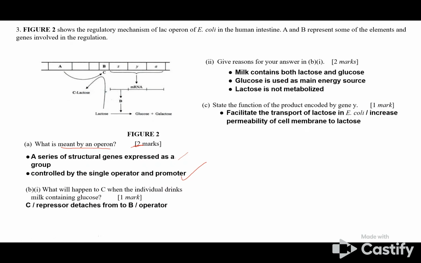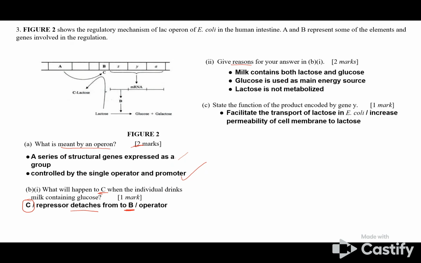Okay, what happened to C? So C, if you are not sure what is C, you no need to write as a repressor. You just mention as a C. And C detach from B. You are not sure, don't write. If you are sure, you can write what is C and what is B. Okay, this is only 1 mark. What happened? That's all, 1 mark.